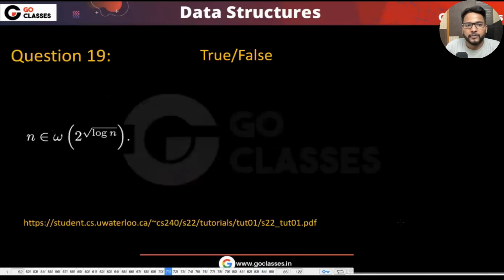Okay. Now let's talk about this. This question is taken from University of Waterloo. Have you heard about this University of Waterloo? Anyone? As far as I know, this is a university in Canada, a very good university. In fact, I have studied from one of the professors of this university. The professor name is Ali Ghodsi. No, it is not famous for water.